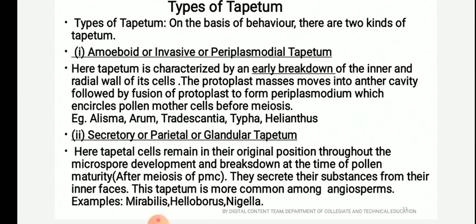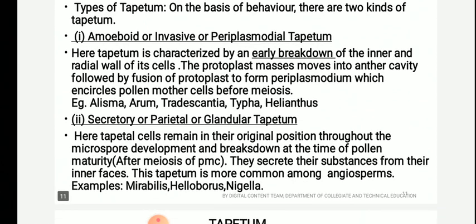Amoeboid is also called invasive or periplasmodial tapetum. Here, the tapetum is characterized by an early breakdown of the inner and radial wall of its cells. The protoplast masses move into the anther cavity, followed by the fusion of protoplasts to form periplasmodium, which encircles the pollen mother cell before meiosis. Example: Alisma, Arum, Tradescantia, Typha, Helianthus.